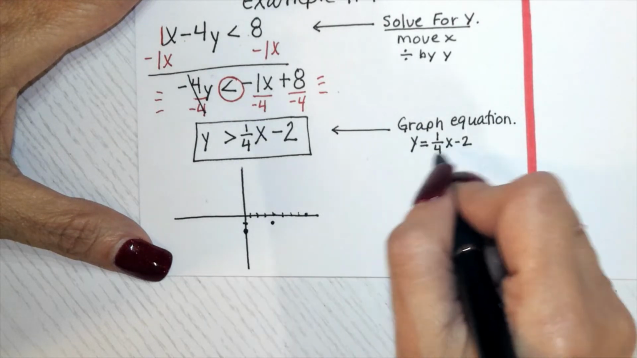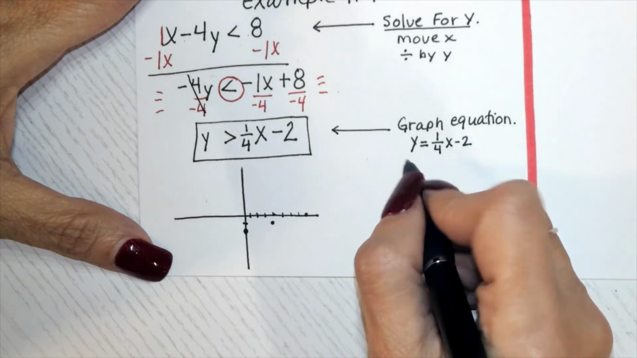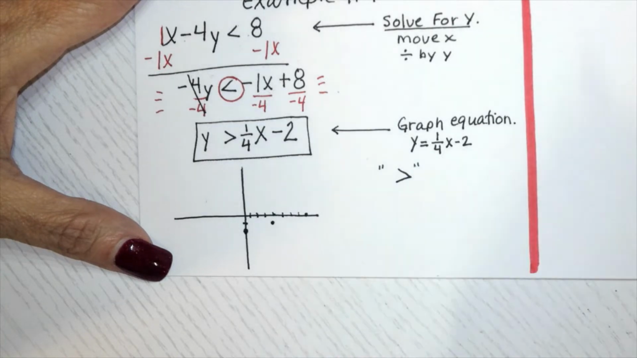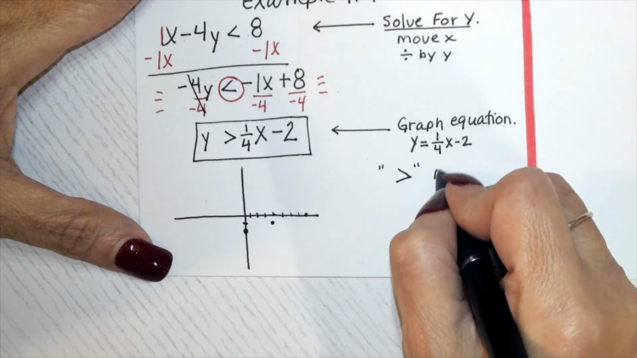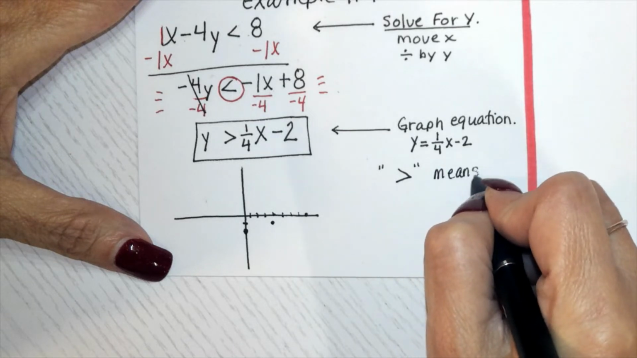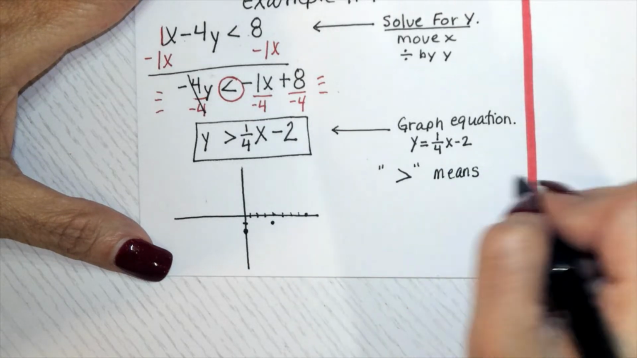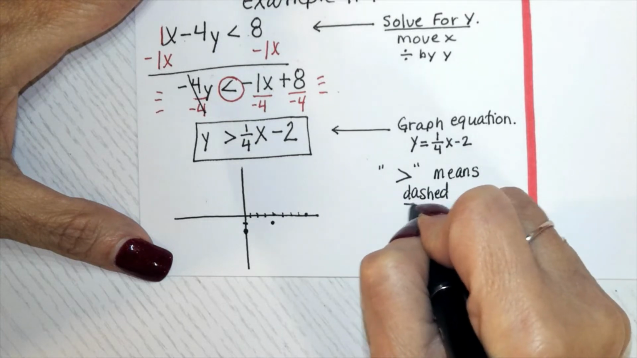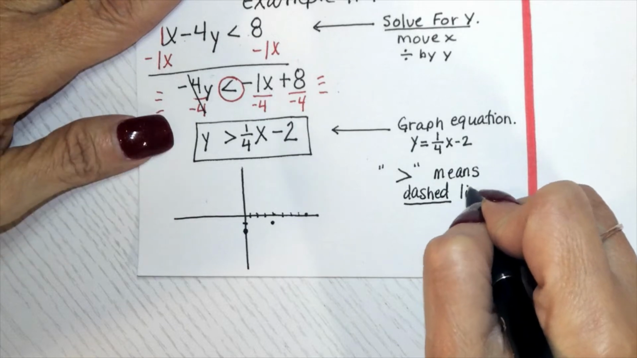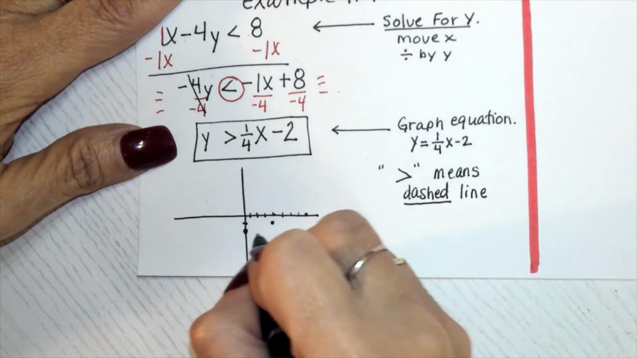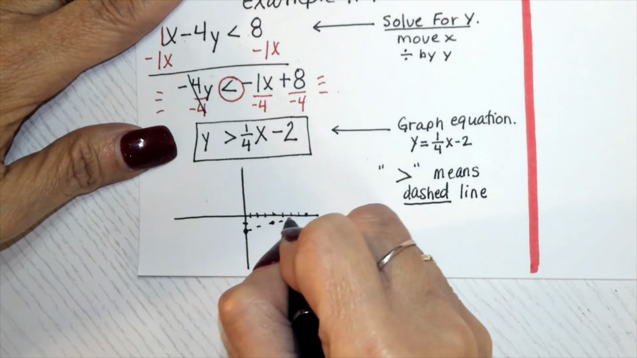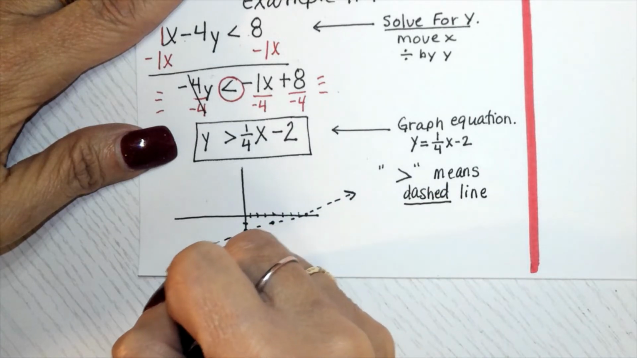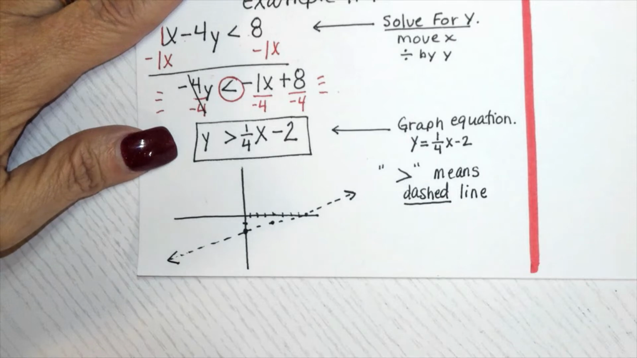Okay, now from here, as I'm graphing it, I want to notice that I have a greater than sign. This means that I'm going to do a dashed line because there's no line underneath it. So we're going to connect this with a dashed line. And we're going to be sure we make this line long. Don't make it too short. It needs to be kind of long so that you can see it.